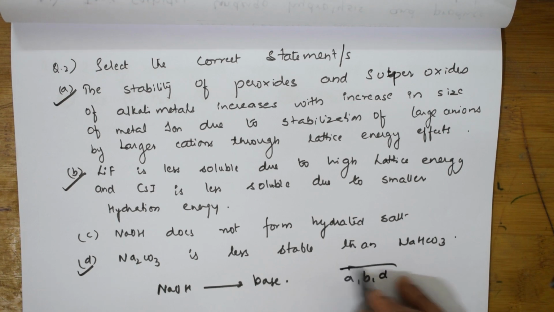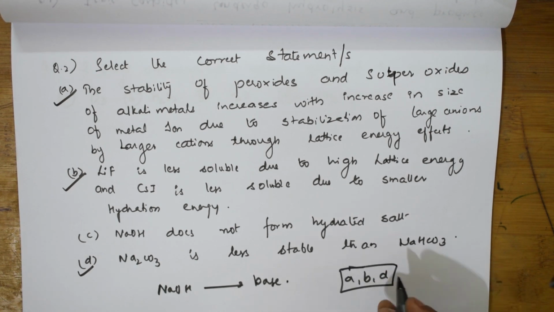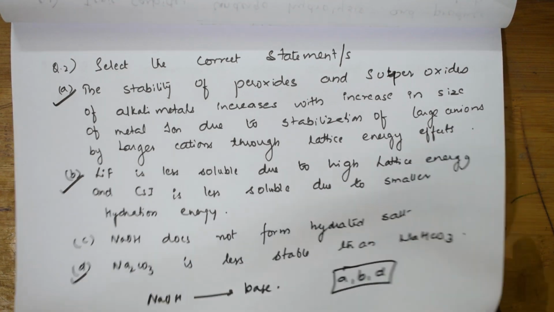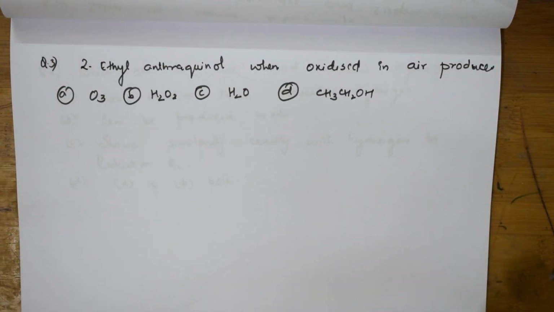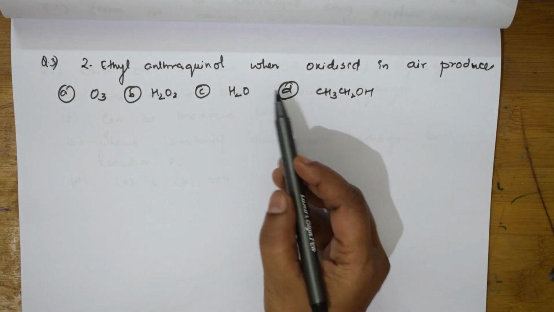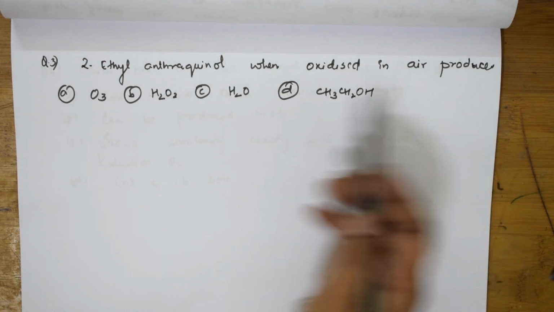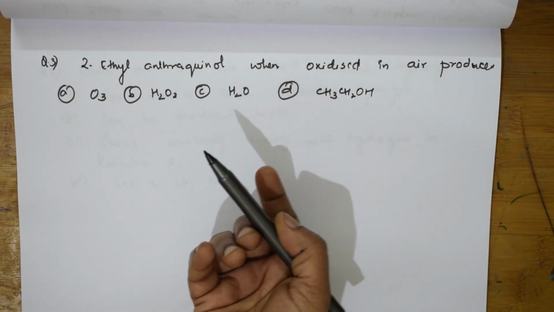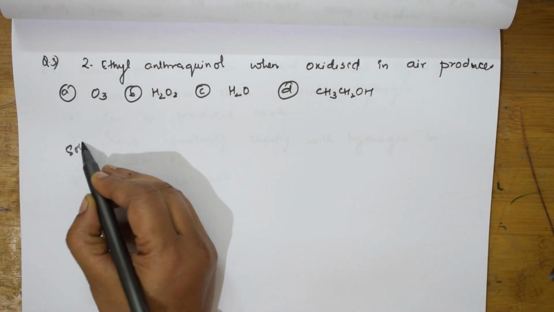I am just giving you a clue, you may have three options also to be correct. So let us go back to the next question. Here in this particular question, what did they give me? 2-ethyl anthraquinol when oxidized in air produces. Let us write the structure first.